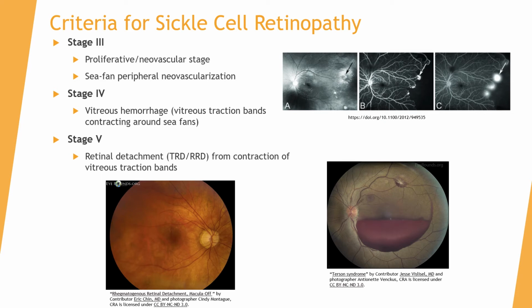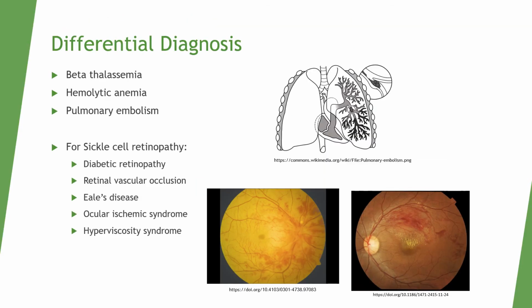Lastly, in stage 5, retinal detachment can occur, either tractional or rhegmatogenous. This can form from contraction of the vitreous traction bands from stage 4. Beta thalassemia, hemolytic anemia, or pulmonary embolism within the lungs can be alternative diagnoses.